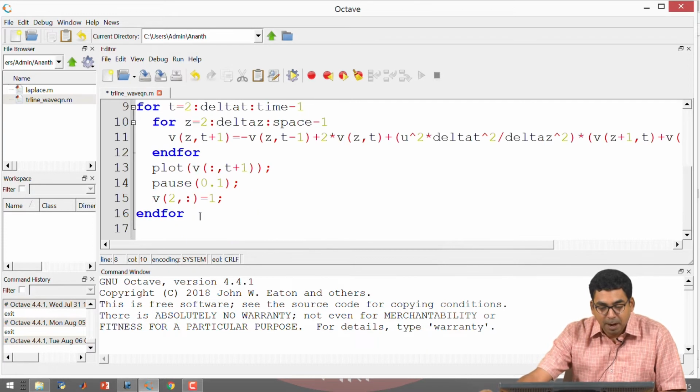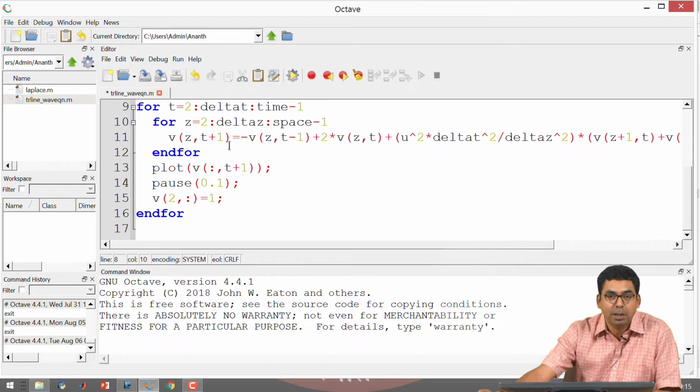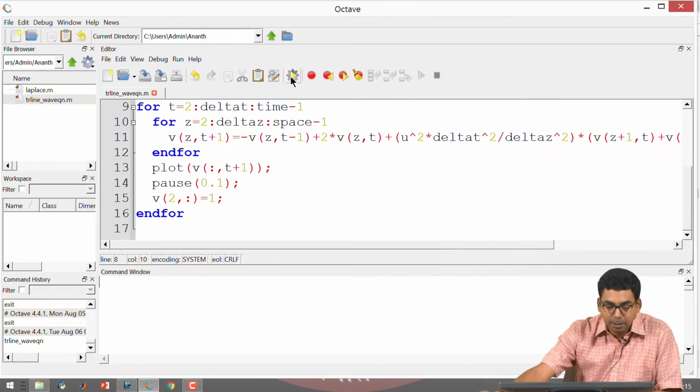And what happens within the loop is that, because I am writing in this form, I may actually update that to something else, because I am calculating the value of voltage at the next instant of time. At any instant of time, I want the battery to give me the fixed voltage. So, I am just making sure that I am plugging in V of 2 comma colon is equal to 1 again. Now, let me go ahead and run it.